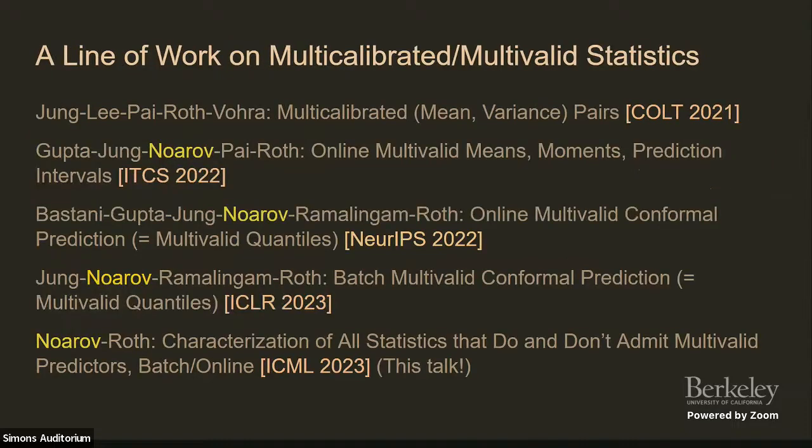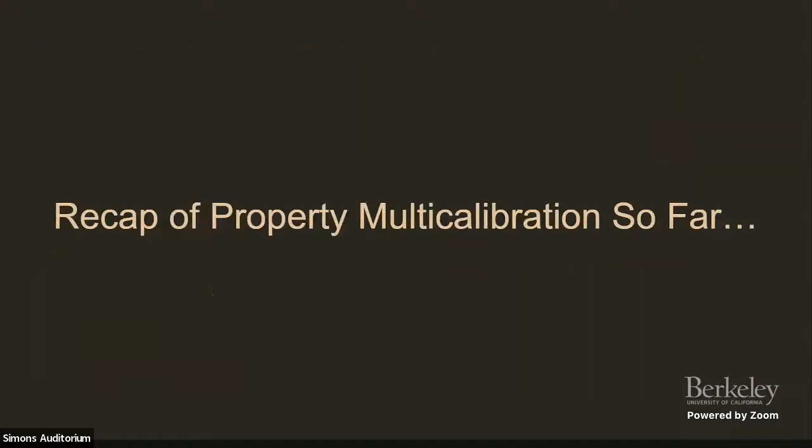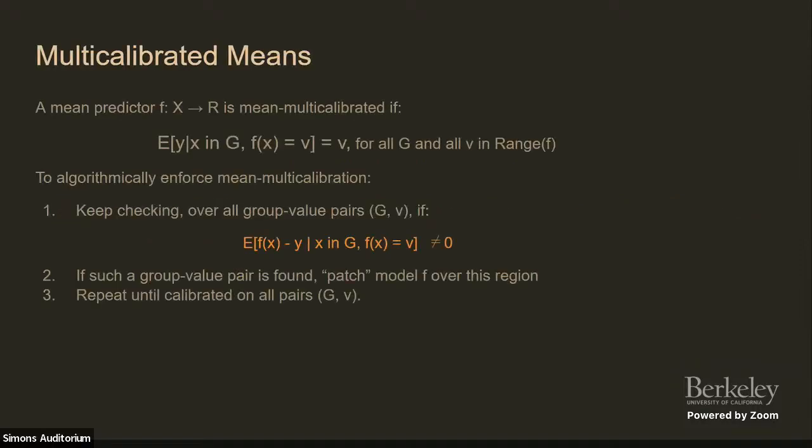Okay. So this is a line of work that we've been doing in our group, and I hope to promote it once again here. Today I'll talk about the bird's eye view of this entire line of work, minus the experimentation that was done in some of the prior papers, making it practical. Okay, and let me recap the story so far. So multicalibrated means should satisfy this condition, and as we talked about plenty during this workshop so far, what you do is you keep checking the following condition over various group value pairs.